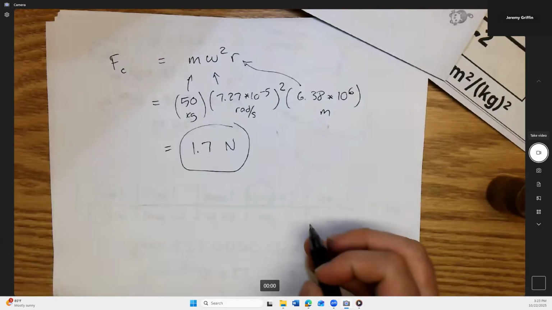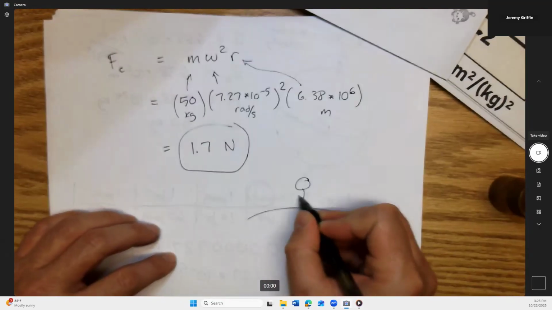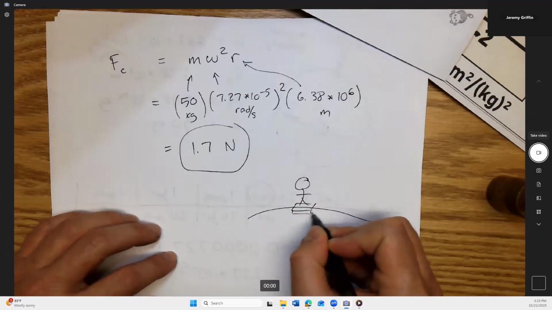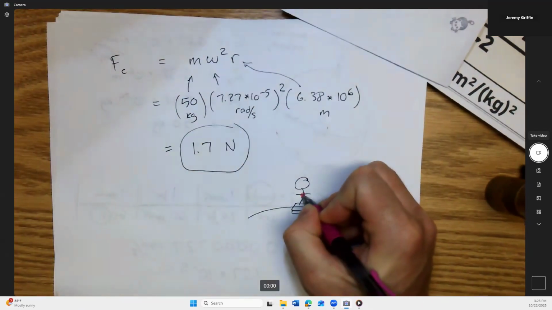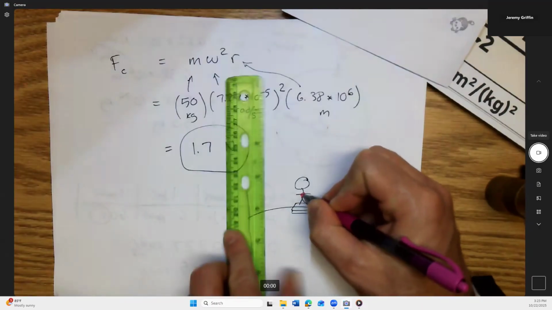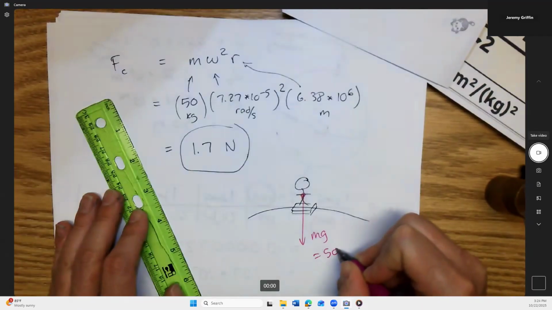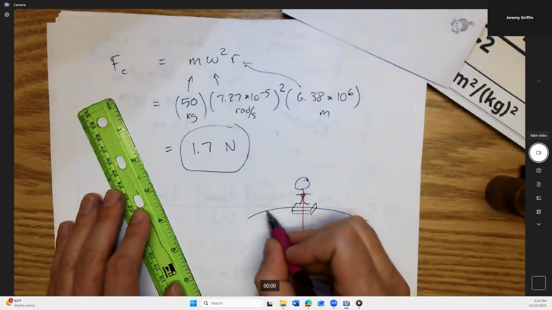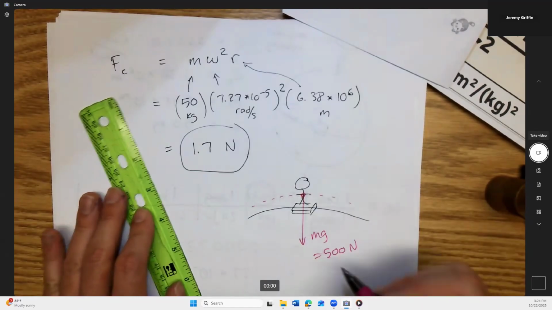And there's another way you can frame that too. If you're on the equator and you're standing on a scale, and Earth is actually pulling you down with truly 500 newtons of weight, I'll say mg equals 500 newtons. But remember, on the equator, you're actually moving on a curved path.